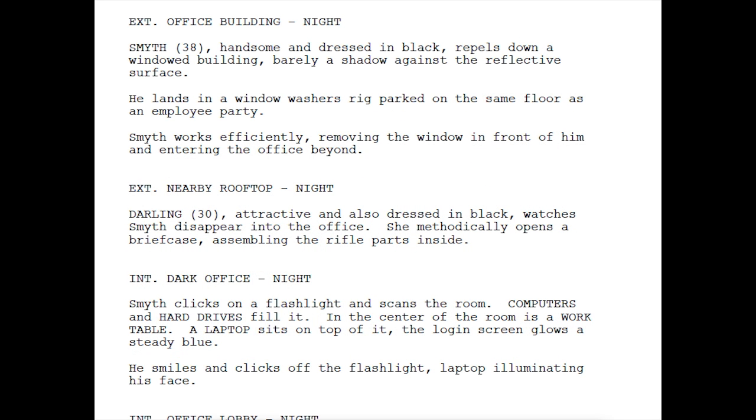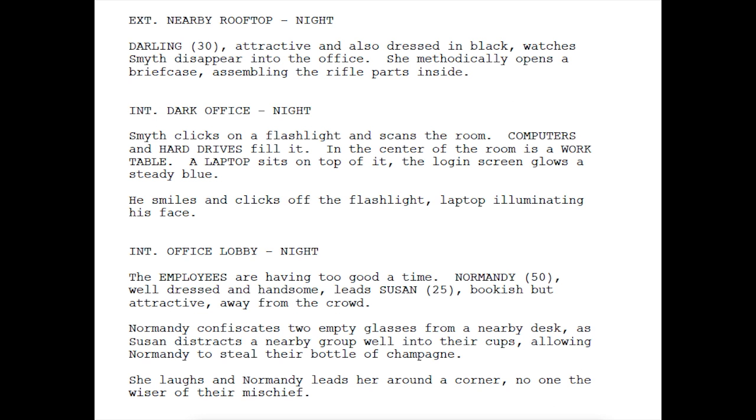Okay, the first thing we need to do is establish our scene locations. Exterior, office building, night. Smythe, 38, handsome and dressed in black, rappels down a windowed building, barely a shadow against the reflective surface. He lands in a window washer's rig parked on the same floor as an employee party. Smythe works efficiently, removing the window in front of him and entering the office beyond. Exterior, nearby rooftop, night. Darling, 30, attractive and also dressed in black, watches Smythe disappear into the office. She methodically opens a briefcase, assembling the rifle parts inside.